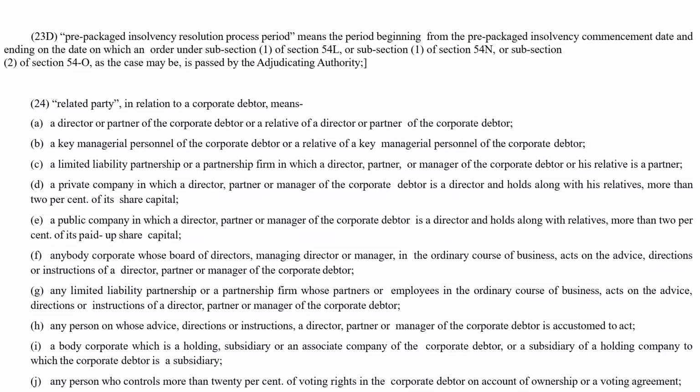In case the transaction is with an unrelated party, then the chances are less that there will be manipulation. But if you are doing a transaction with a related party, then you have to view it more suspiciously. That is why this concept is important. Then related party in relation to individual. So these are all given definitions.